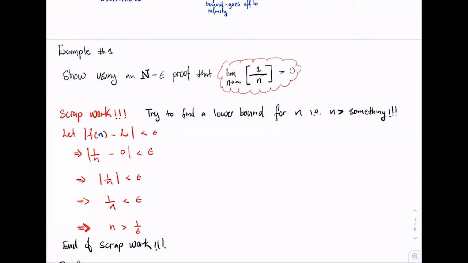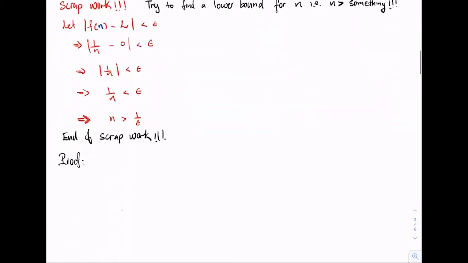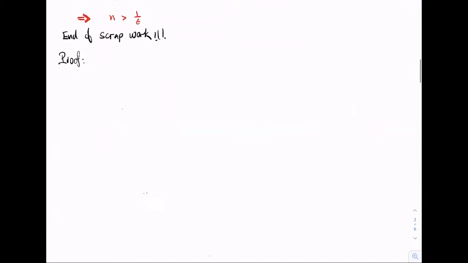And once we have this, we notice that it is now in the form that we're looking for. What form were we looking for? n greater than something. So now this is saying n is greater than 1 over epsilon. So we're at the end of our scrap work. Now let's jump right into our proof. Once we find n greater than something, then we can move right into our proof. And the purpose of the scrap work is not only to find this lower bound for n, it is also to provide a reverse process that we can use when we are doing our proof.